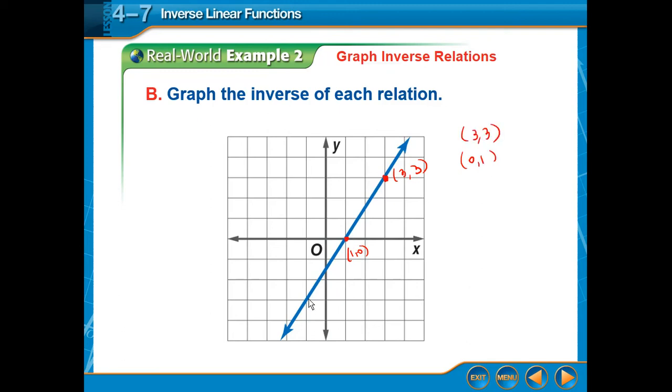I can use this point here, which is negative 1, negative 3. So the inverse is going to have the point negative 3, negative 1. So negative 3, negative 1 would be here. Okay, and then I'm just connecting these 3 points that I have, more or less. And that is the inverse.